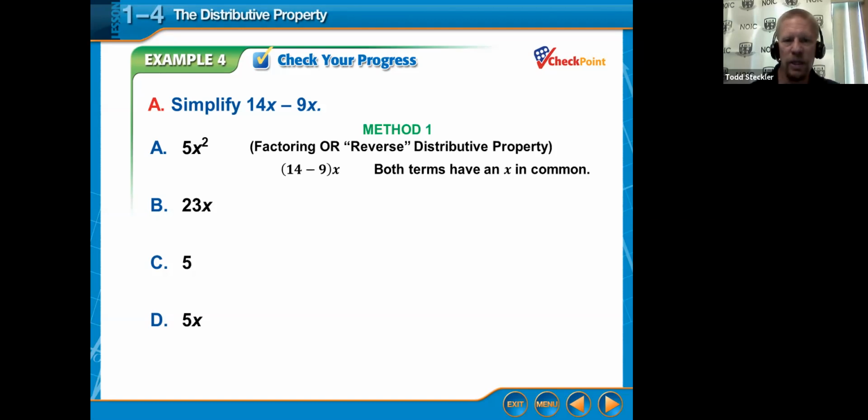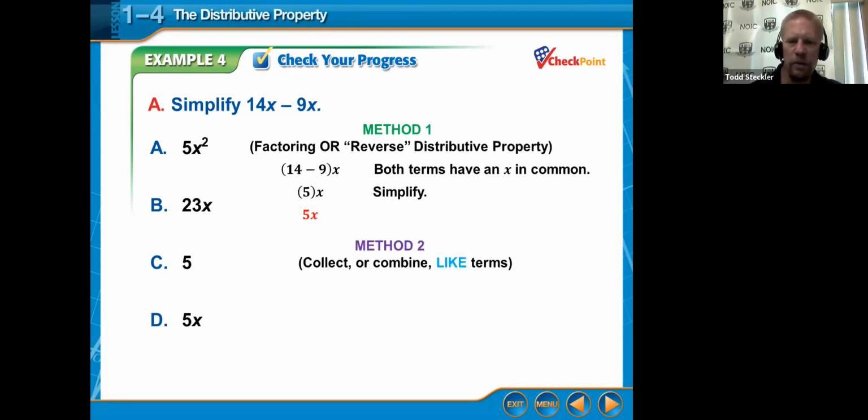If we factor the x out on the right side, the first term will still have a 14, and then the second term will still have a 9. By doing that, we can simplify 14 minus 9 is a 5. Now 5 times x is 5x.